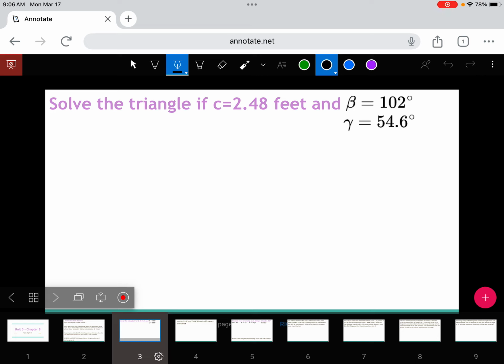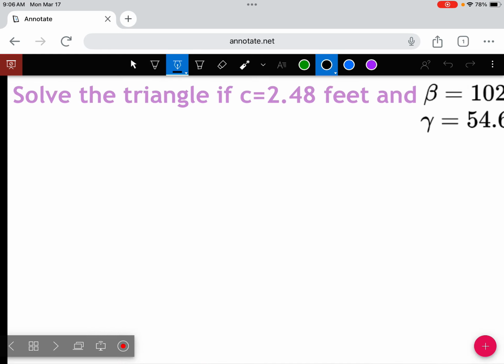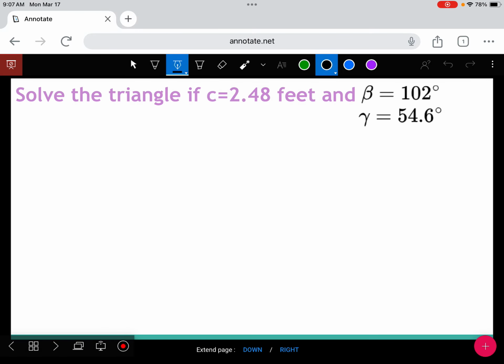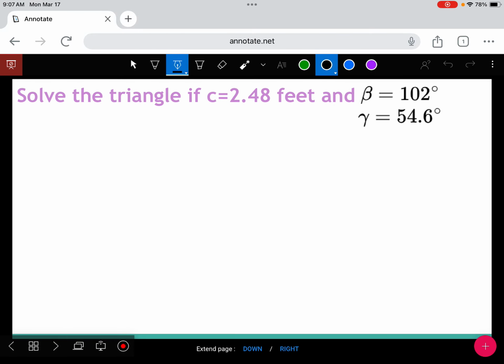So we are asked to solve the triangle. We're given side C is 2.48 feet. Angle beta is 102 degrees. And gamma is 54.6 degrees. So when we have something like this, I highly recommend that we draw ourselves a triangle. It does not have to be to scale.